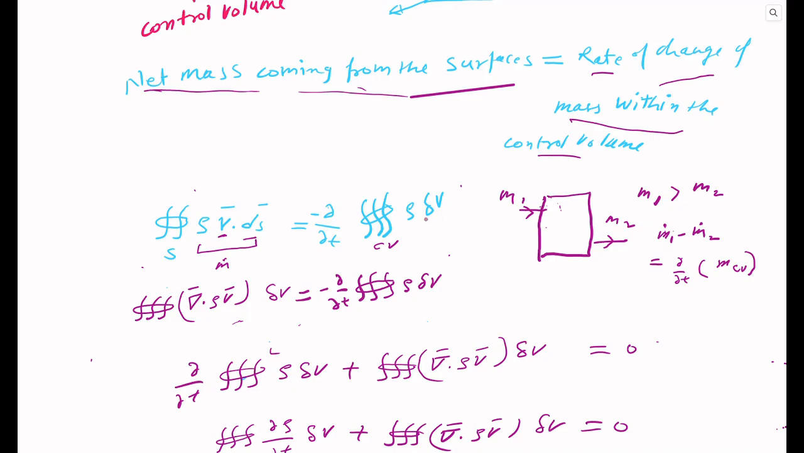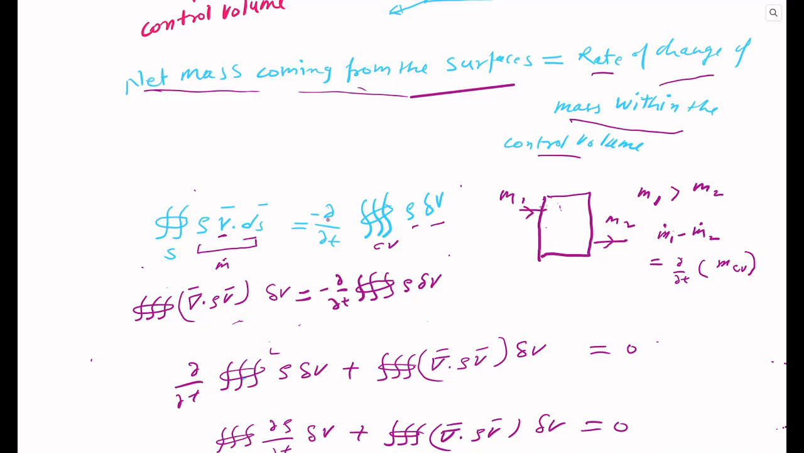So this is rho, the density, and this is the volume. Mass is density into volume, and this is the rate, so this also becomes a mass flow rate. But here there is a negative sign. This is very important. Why this negative sign?